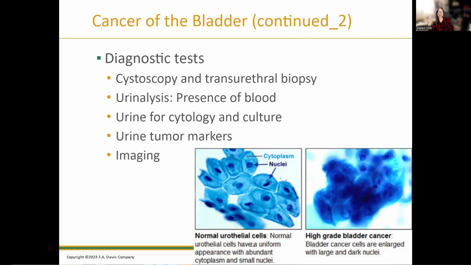Urothelial meaning it's the skin cells that are inside the bladder. These are normal urothelial cells which have uniform appearance with abundant cytoplasm and small nuclei. So you can see that the dark dots that are inside the cells are the nuclei. And what you are actually seeing is that the cells are uniform, meaning they're about the same size, they're stacked together in a similar way. And so that's how we know that the cells in this bladder are healthy. On the right, you have a picture of cytology of high-grade bladder cancer, in which the cells are enlarged with large and dark nuclei.